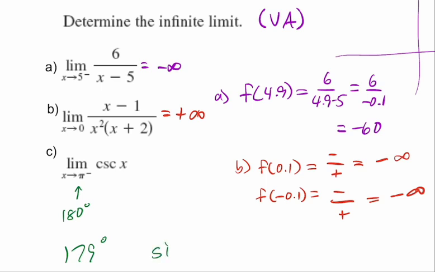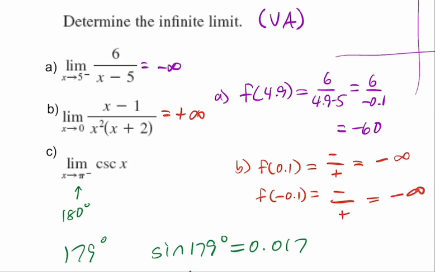So I'm going to think, what the heck is the sine of 179 degrees? Is it a big positive? Is it a big negative? What the heck is it? So make sure your calculator is in degree mode. If you take the sine of 179, you get 0.017.